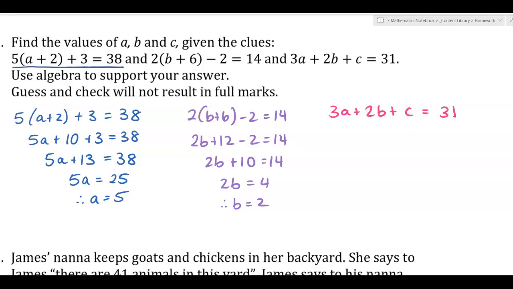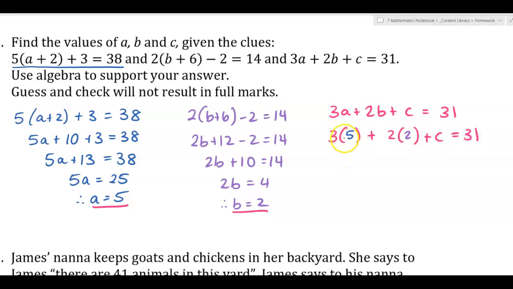Yes, Hannah. Substitute. Amazing. I know that A equals 5, so I'm going to replace A with a 5. I know that B equals 2, so I'm going to replace B with 2. I replaced the wrong letter. And then this one, I'll put that in a different color so you can see where it's coming from. That was the purple equation and the blue equation. Plus C equals 31. Now I need to simplify.